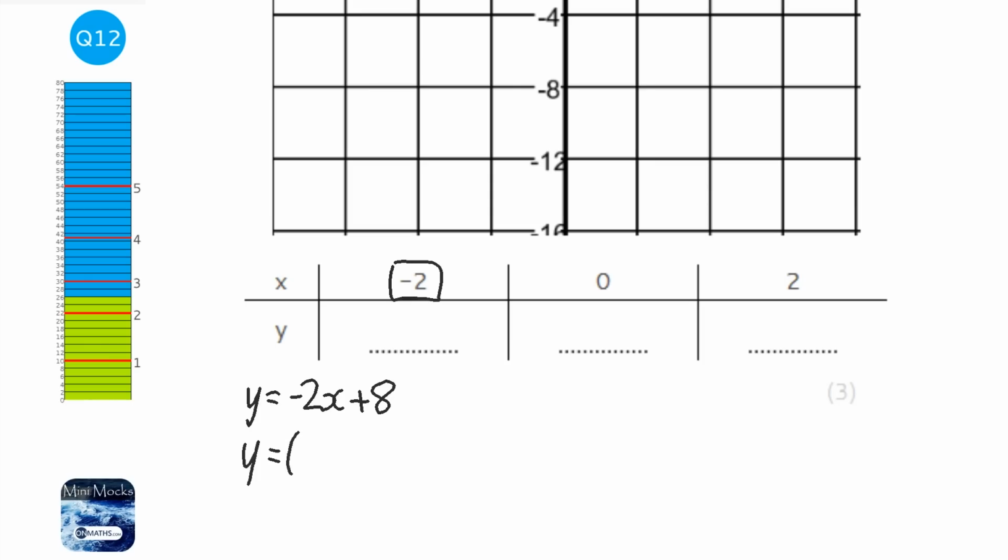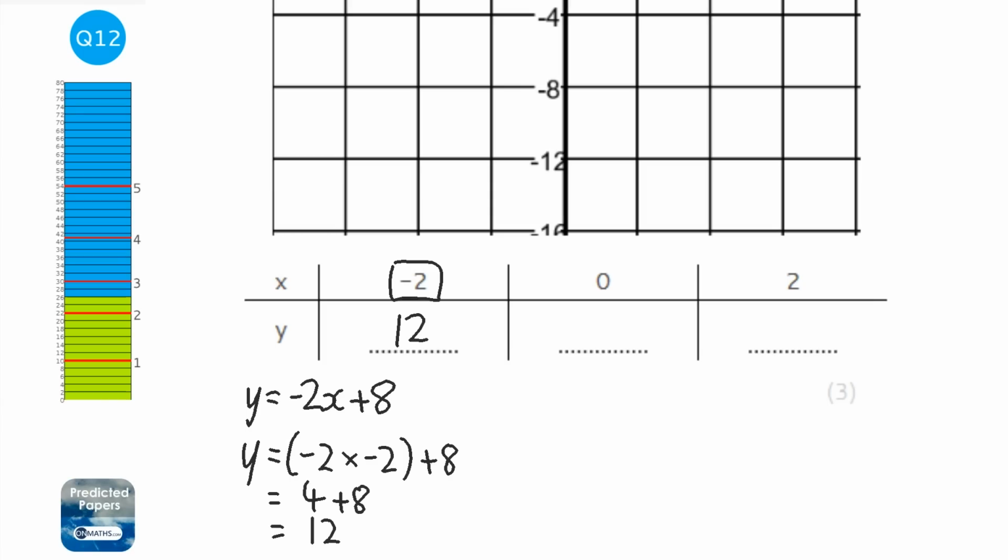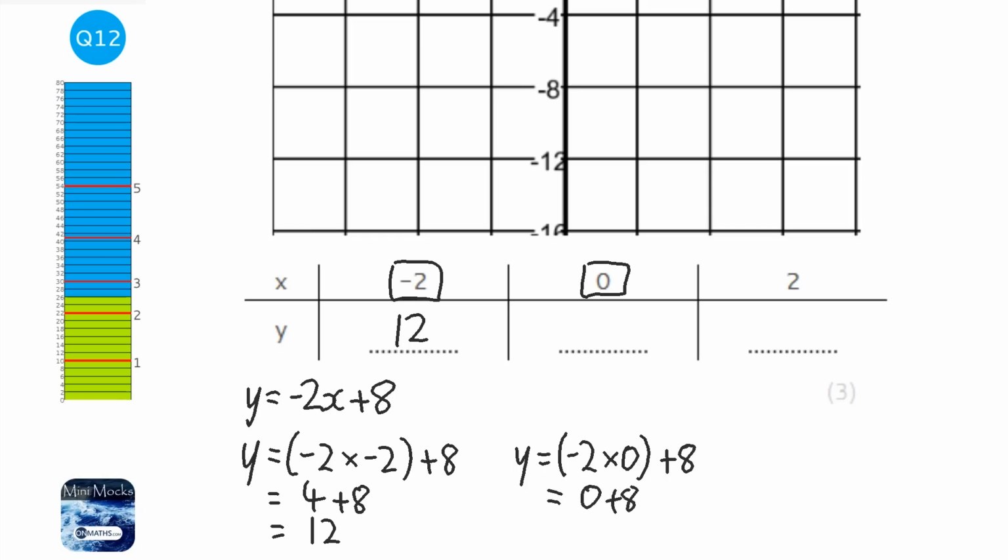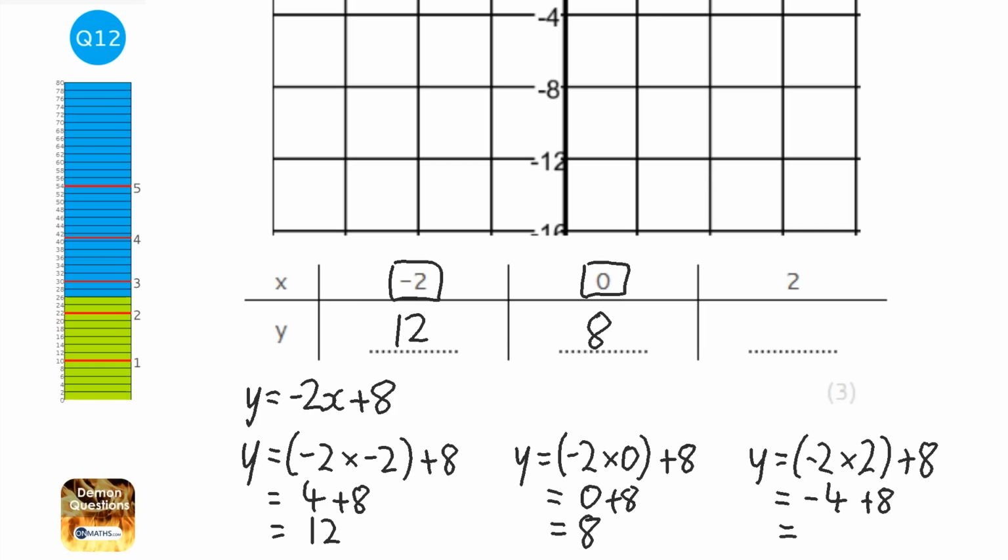So y equals minus 2 times minus 2 plus 8. Now 2 negatives times together is a positive, so that's 4 plus 8, which equals 12. Then we're going to do it for this one. So y equals minus 2 times 0 plus 8, or minus 2 times 0, anything times 0 is 0, so it's going to be 0 plus 8, so that's just going to be 8. And then we've got the last one, so y equals minus 2 times 2, and then plus 8. Now negative times positive is a negative, 2 times 2 is 4, and so that's going to be 4.